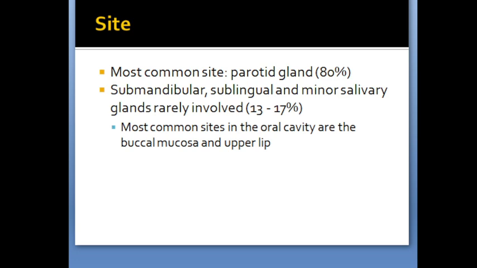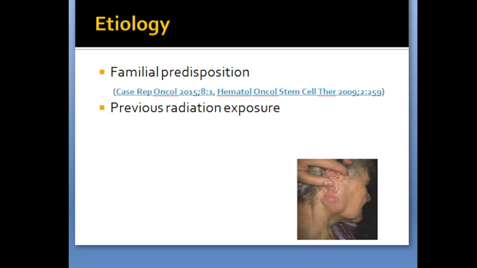The most common site of acinic cell carcinoma is the parotid gland. Submandibular, sublingual, and minor salivary glands are rarely involved. The most common sites in the oral cavity are the buccal mucosa and upper lip. Radiation is an important risk factor in case of acinic cell carcinoma. It is believed that acinic cell carcinoma has a familial predisposition.